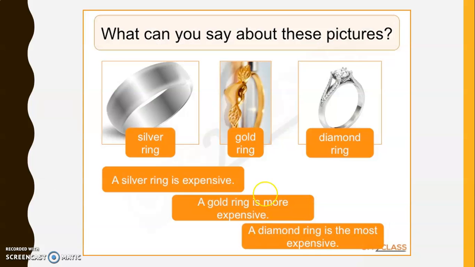We know that a silver ring is expensive. Un anillo de plata es caro. But gold is more expensive. El anillo de oro es más caro que el de plata. And of course, a diamond ring is the most expensive. Y el anillo con un diamante es el más caro de todos.